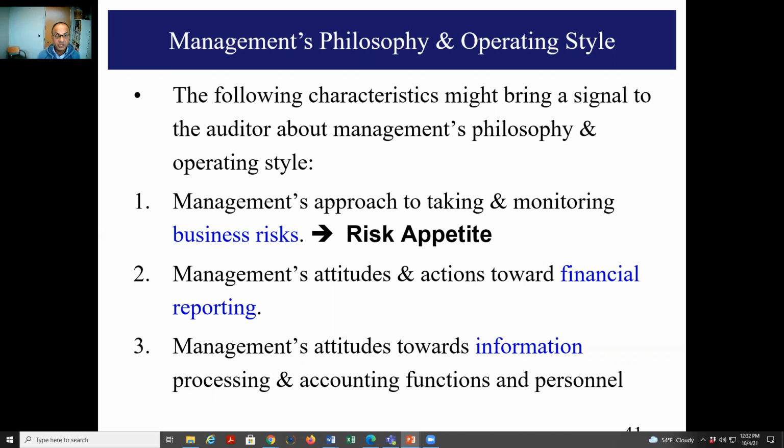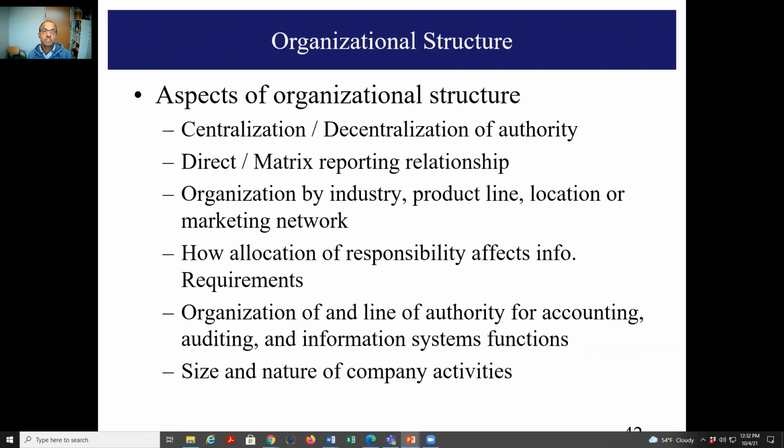So to set up the environment, as I said, we start with the board of directors, then we go down to the audit committee, then we go down to the management, and then we go to each employee through the organizational structures, whether department heads or employees.